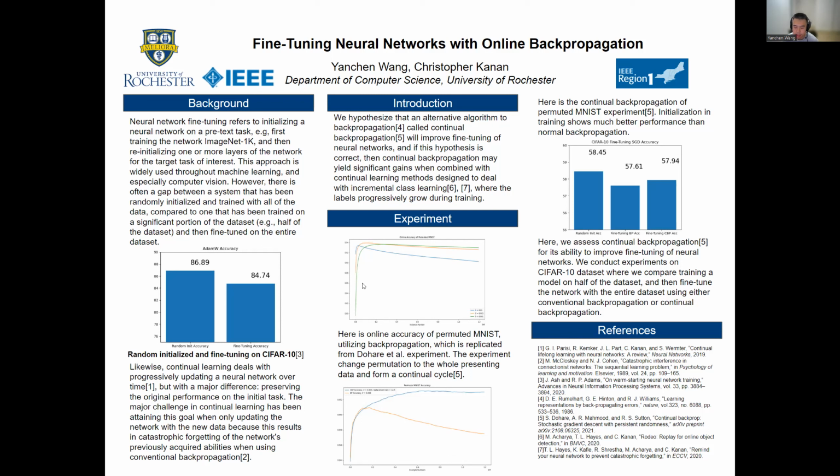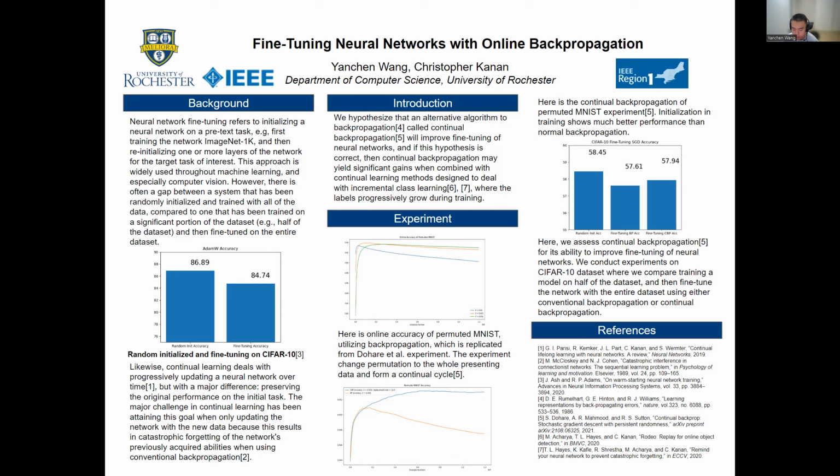Here is the experiment. Continual backpropagation calculates the utility of each unit in every layer during training. The algorithm values each unit's contribution to the next layer and replaces the low utility units and reinitializes their weights. We first examined continual backpropagation on permuted MNIST. We did one permutation after presenting them all, thus becoming a continuous cycle with new data.